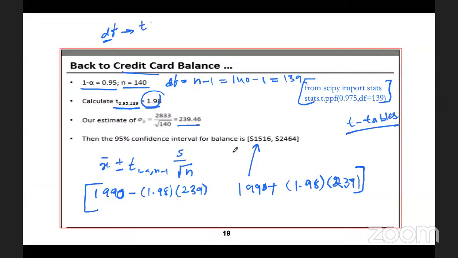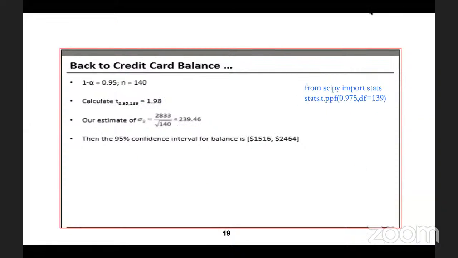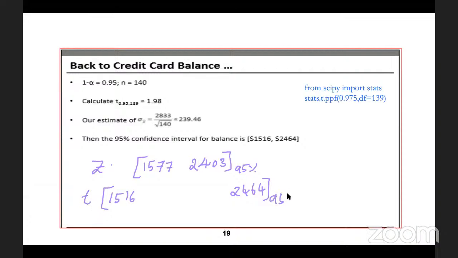Now let us compare the values that we have got from the t distribution as well as the values that we have got from the standard normal distribution. If I recall, for the same 95% confidence level, we have got 1577 and 2403. This is what we got from the Z distribution at 95%. And this, 1516 and 2464, is with the t distribution for the same 95% interval. If you compare these two, you can see that the width has increased. When you use the t distribution, the interval width is more in comparison to the z distribution.